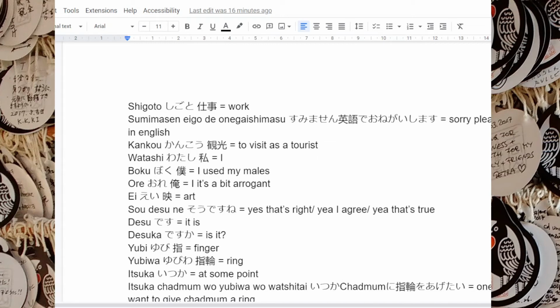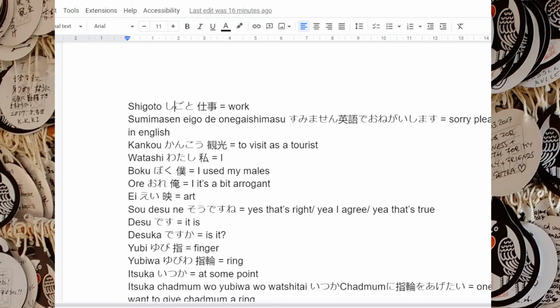Anyway, another useful word is kanko. So that is to be a tourist, to go somewhere as a tourist. So you might have a conversation on a plane or something with a Japanese person. They might say, "Oh, kanko desu ka?" which means, "Oh, are you, I was about to say terrorist. Are you a tourist?"